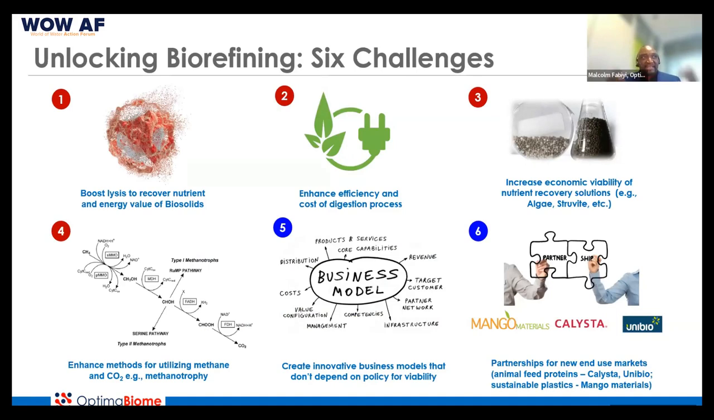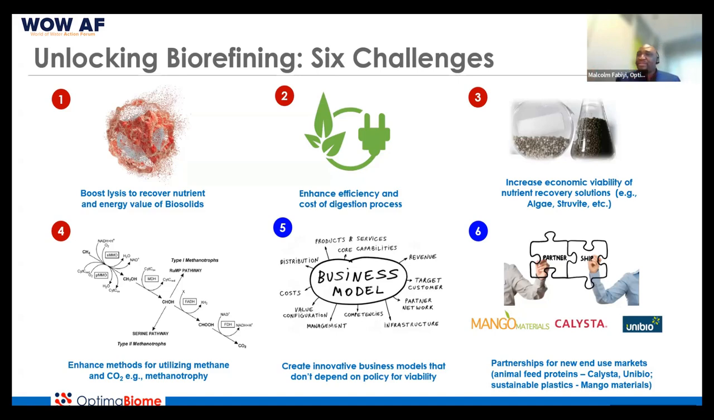And I think there are 6 challenges that we need to address as we think about this new age possibility. The first one, the biggest challenge we have, is these biosolids. They are nutrient rich, they are carbon rich, but they are not soluble. So how do we access that carbon? We need to lyse the cells. We need to blow the cells open.